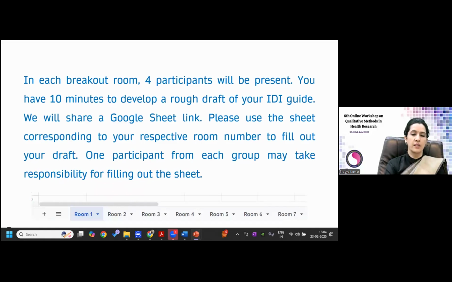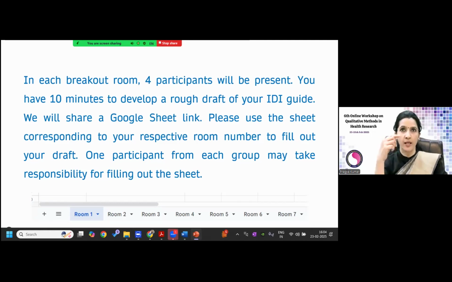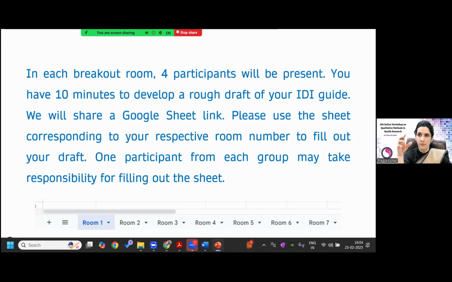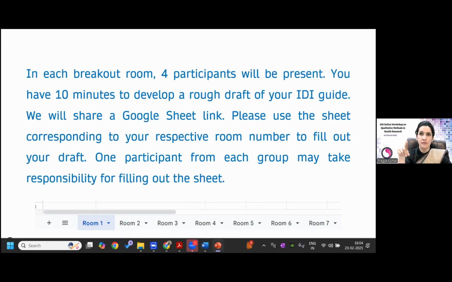Okay, so in this, there will be 4 or 5 participants in each breakout room, and you will have 10 minutes to develop a rough guide. There shall be one person who will be the mentor. One person will keep on writing the questions, and then you have to share the interview guide at the end on a Google Sheet.